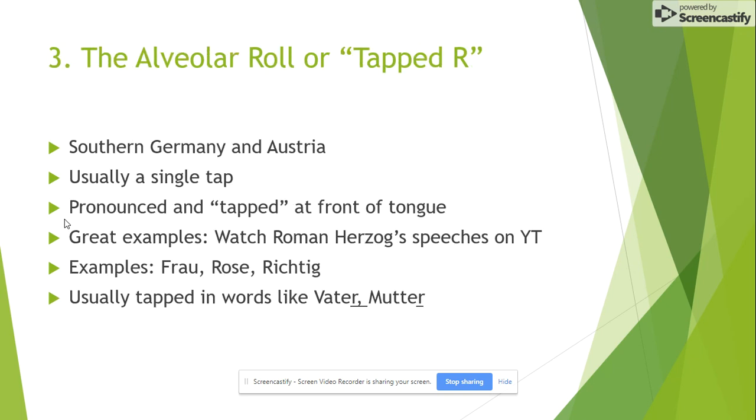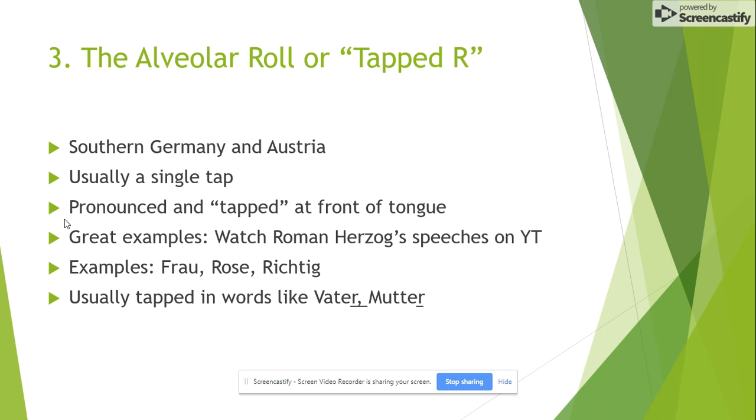The third type is the alveolar roll, or the tapped R. Some people call this a roll. I call this a tap, because it's usually a single tap at the front of the mouth, with your tongue. And this is almost exclusively in southern Germany and Austria especially. So it's pronounced and tapped at the front. Examples include Frau, Rose, richtig.